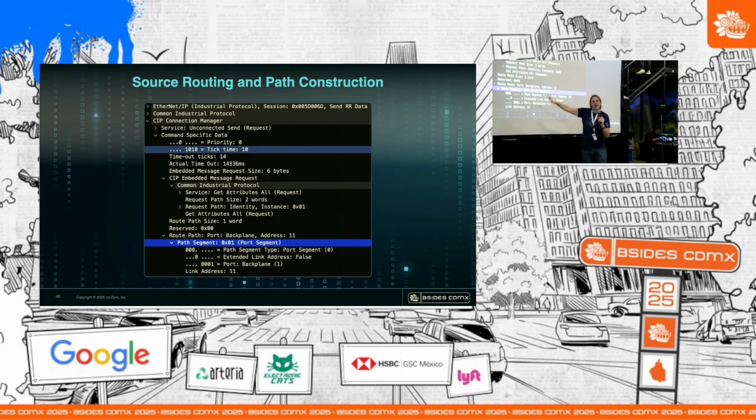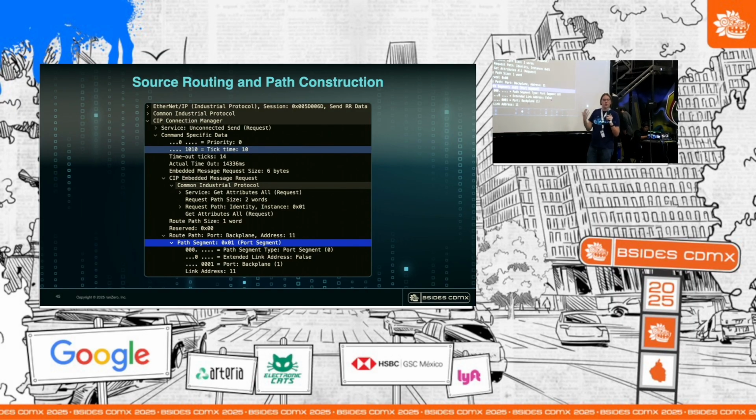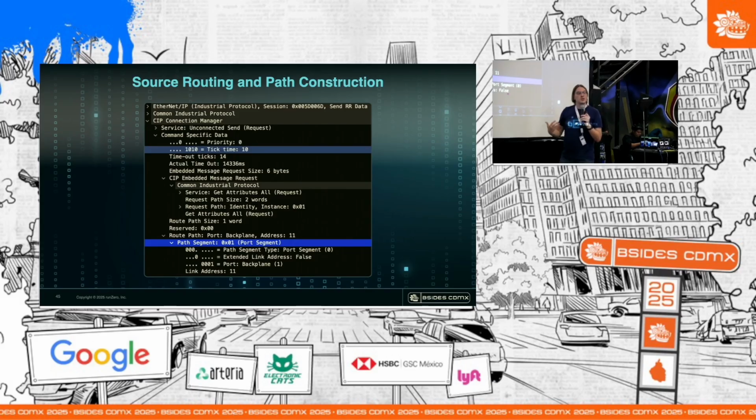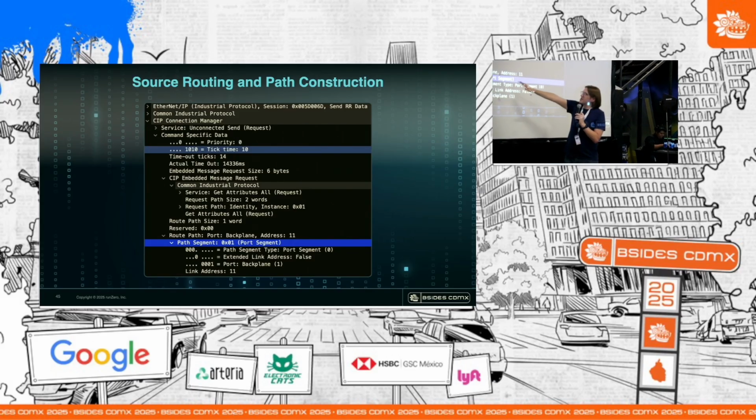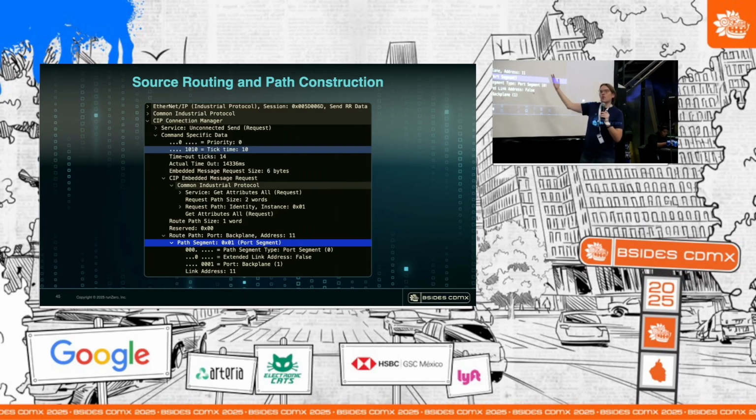If you remember source routing from way back in the day with IP, it caused all sorts of huge problems because you could spoof networks and get to places you shouldn't be. It was super fun. It's essentially the same thing. So you can say, hey, give me the route path, and in this case you specify backplane, and then you specify address 11 or whatever, so I want to talk to the 12th slot because it starts at 0.